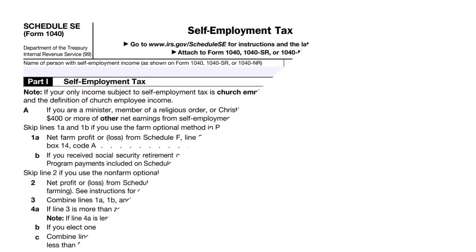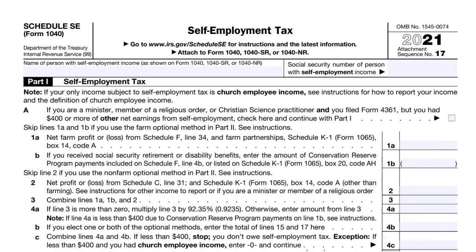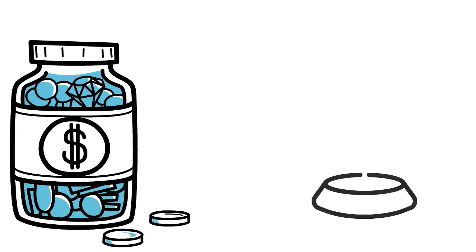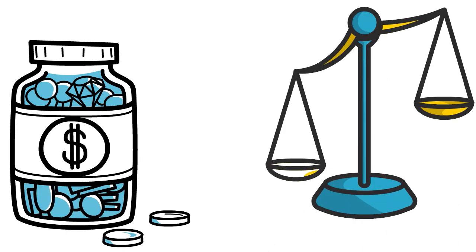So Schedule SE will help you calculate your tax liability and should be attached to your tax return. And this is kind of cool. And one thing I want to say here is that you basically want to make sure that you save enough cash during the year to actually comply with the law and take care of your tax obligations.